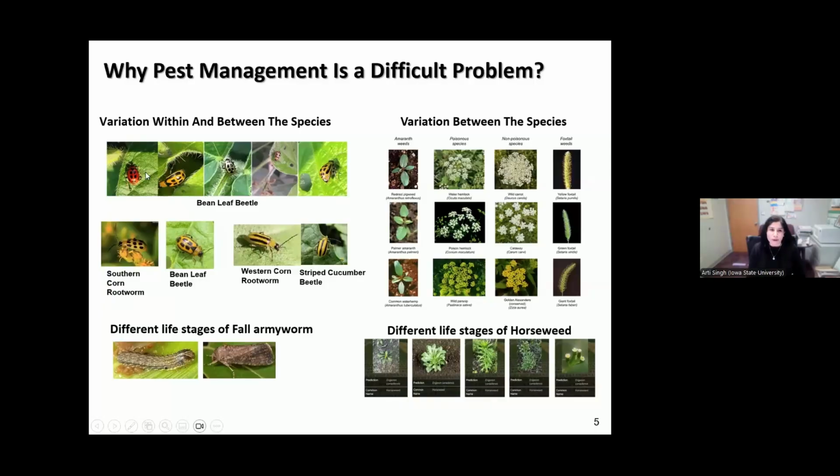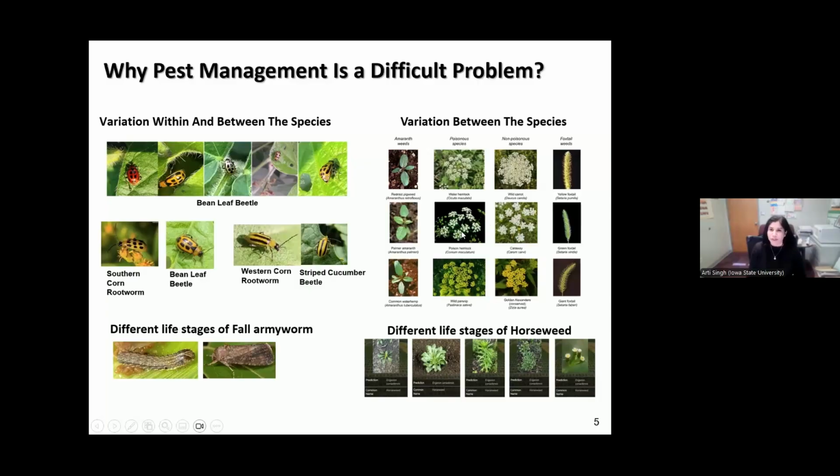In the first row you see a bean leaf beetle. And in all these 5 pictures, it looks very different because it is in different colors. We can see these insects are very similar, but they are different species. One is southern corn rootworm, the other is bean leaf beetle. Same with western corn rootworm and striped cucumber beetle. Another problem is that these insects can have different life stages. Maybe we know how the adult looks, but we are very confused by the caterpillar or the nymph stage.